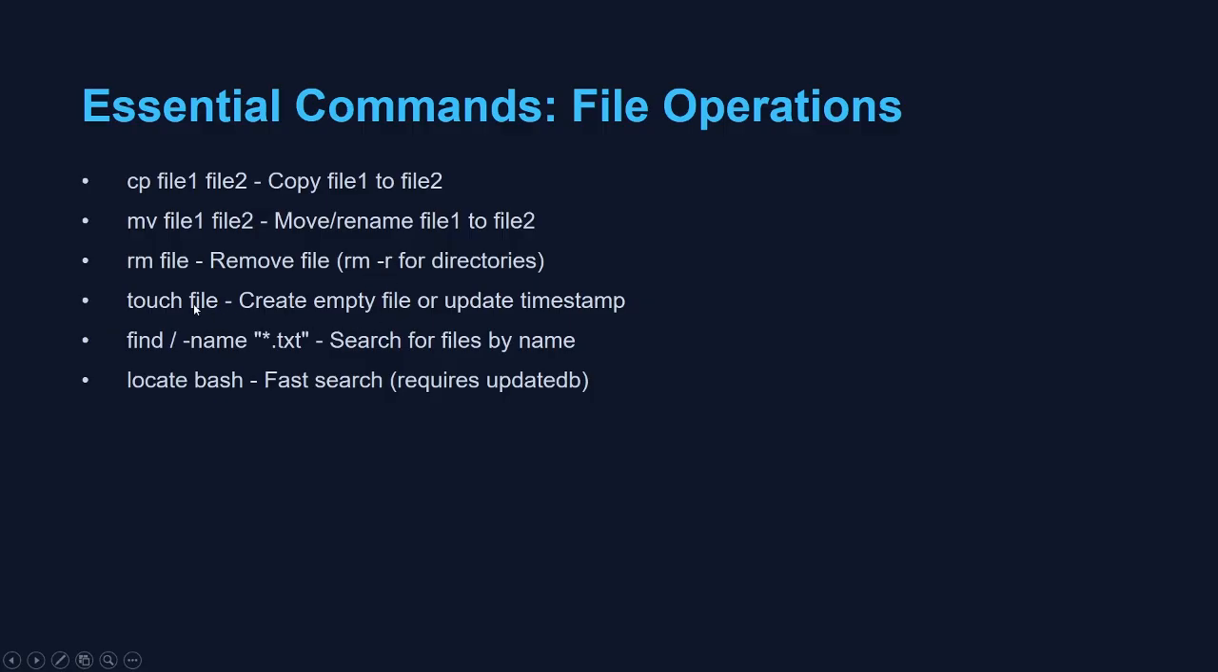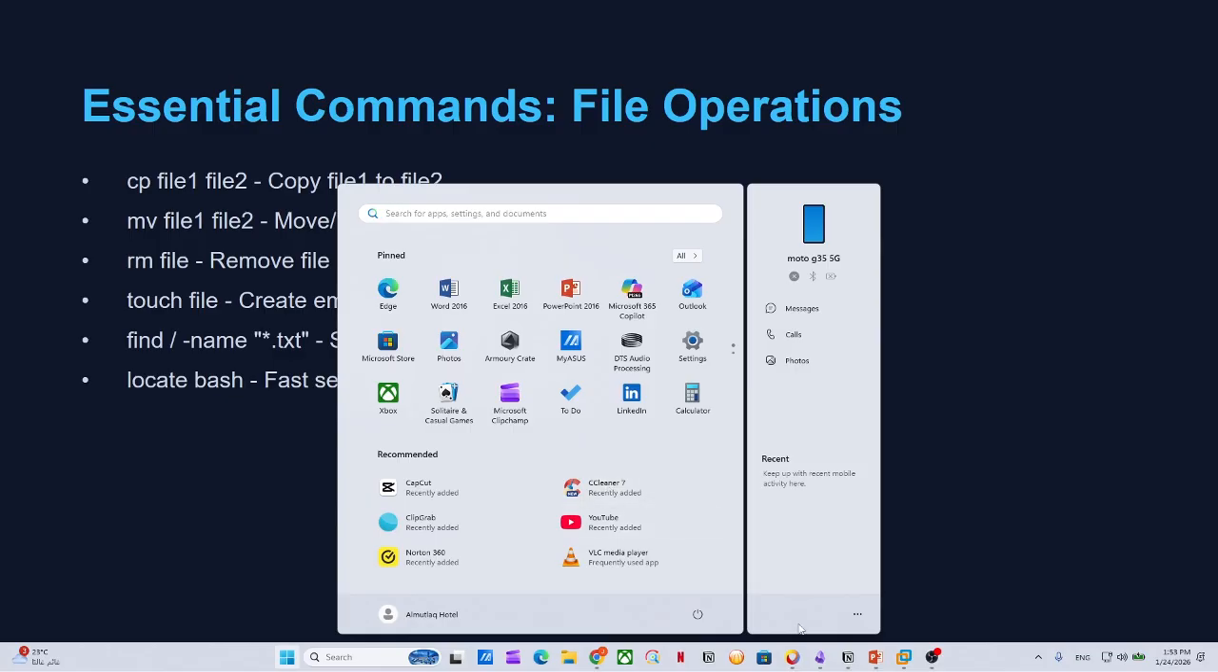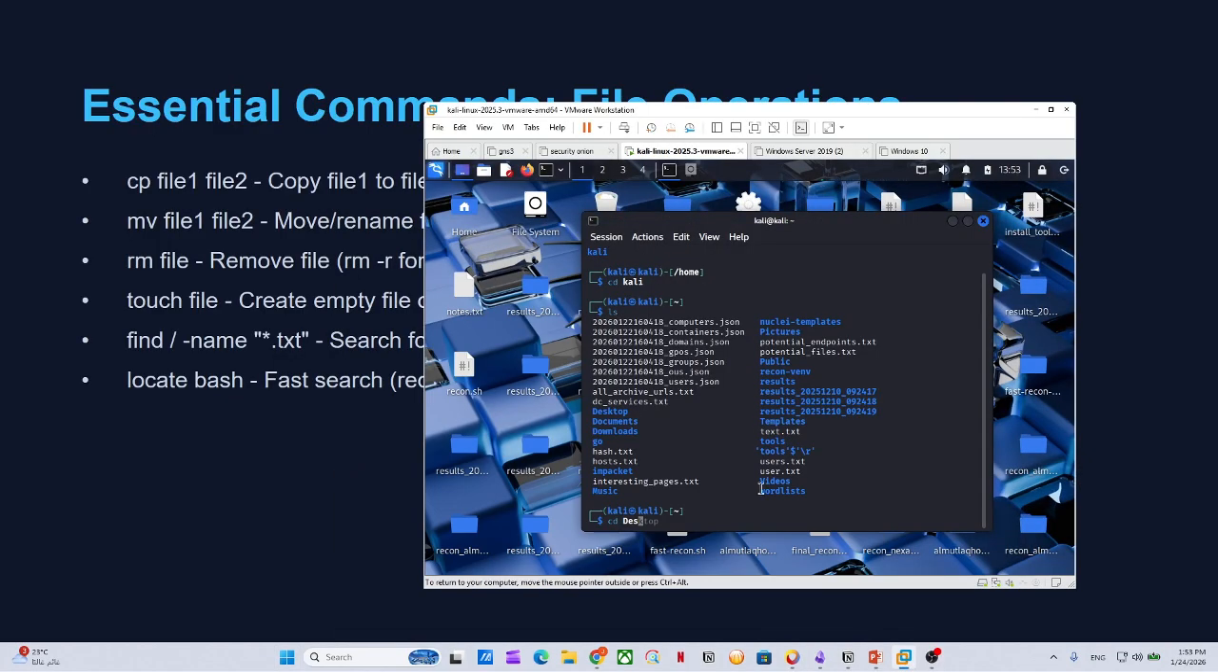And touch file, we can create an empty file or update a timestamp, or we can use touch to create a file. find / -name *.txt searches files by name. This is to search files by name. locate is a fast search. This is to search also. So let's go ahead and try it out in the command line here.